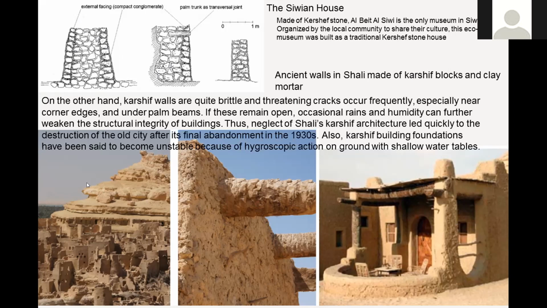And this is an example of a very old city, Shali, which is now abandoned because apparently the Kirchif material is brittle, and they found cracks within the palm beams, underneath the palm beams. This weakened the structure, and therefore a lot of buildings deteriorated, which led to its destruction. Therefore, it has been abandoned ever since the 1930s. They also noticed that the foundations have been unstable due to the high water table.